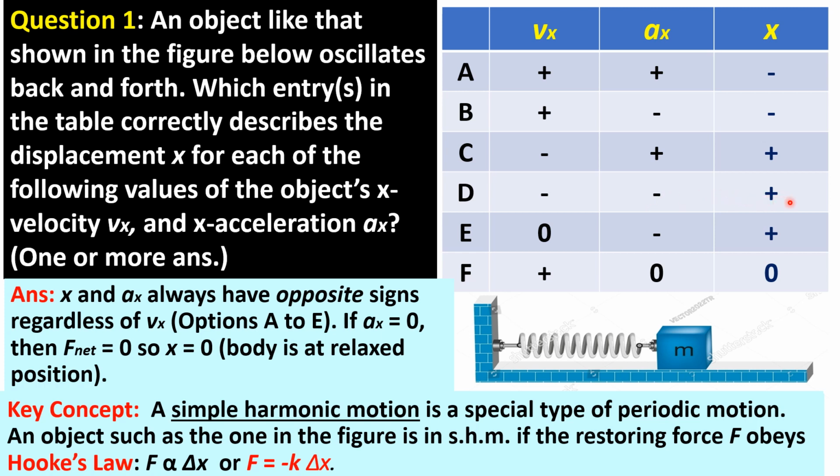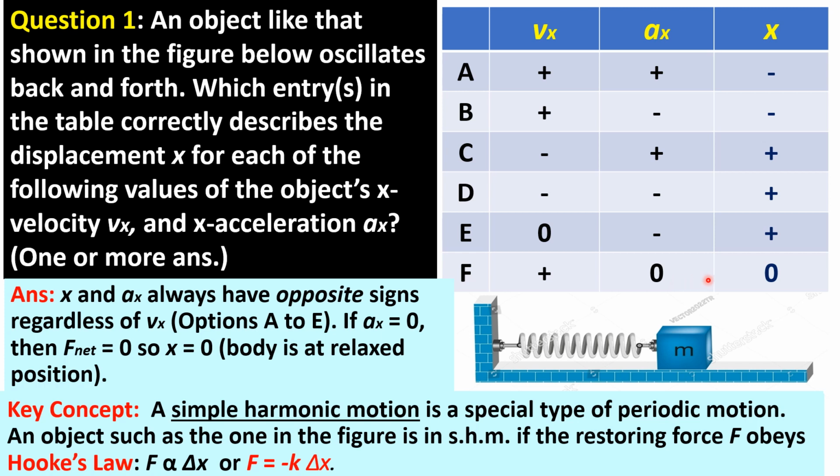And likewise, if Vx is 0 and Ax is negative, then the displacement x must be positive. Okay? Now, for a case where the acceleration is 0, acceleration being equal to 0 means that the speed or velocity is constant.